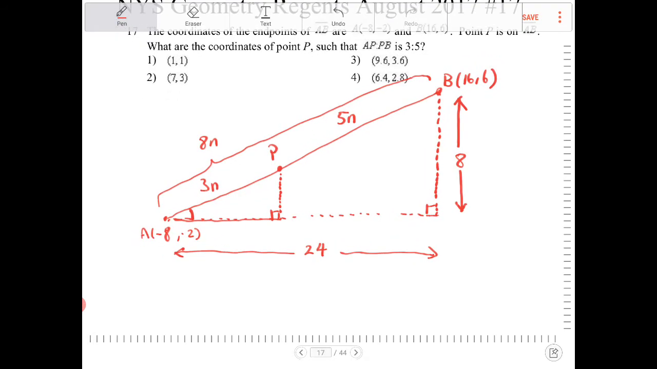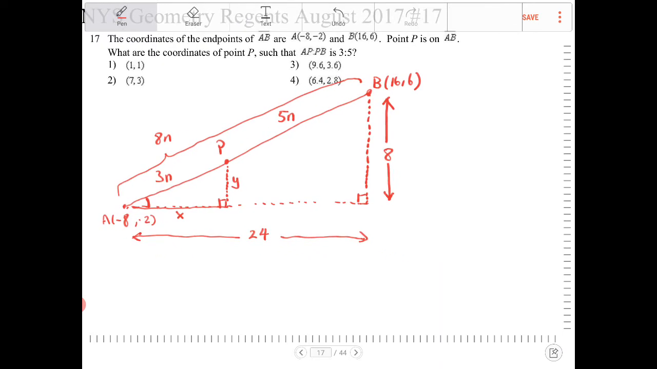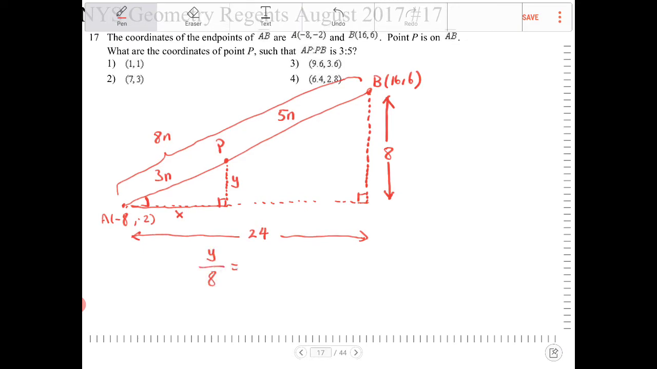All right. Now, I don't know where point P is located, but what I do know is it's going to be somewhere to the right of A and somewhere above A. So I'm going to call that dimension there x and the vertical component there y. What I know has to happen, because the small right triangle is similar to the larger right triangle, I can say then y over 8, right? The proportion should hold true for x over 24. And the same proportion will hold true for 3n, which is the hypotenuse, to the larger triangle's hypotenuse, which is 8n.